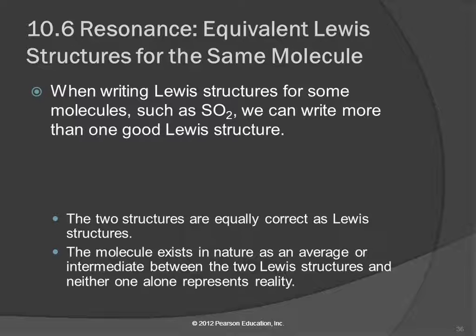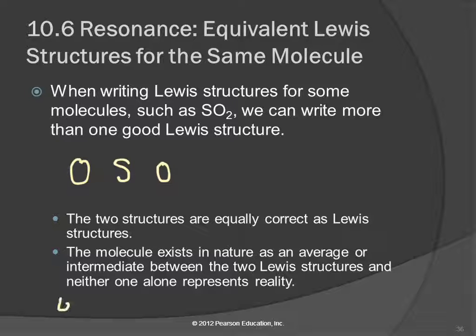Sometimes when you're writing a Lewis structure, you can write more than one good one. Let's look at SO2. This is where we can look at symmetry. There's different ways to arrange one S and two O's, but most of these molecules tend to be symmetrical. So we're going to put the sulfur in the middle and an oxygen on each side.